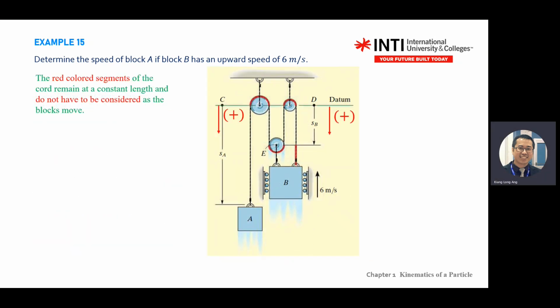Then you find again that the red sections are all constant values that don't change, so we just ignore that. So always find the total length. In this case, you find the total length of the rope. Moving from left to right: SA plus this length, SB plus this length, SB plus this length. So I have 1 SA and 3 SB.